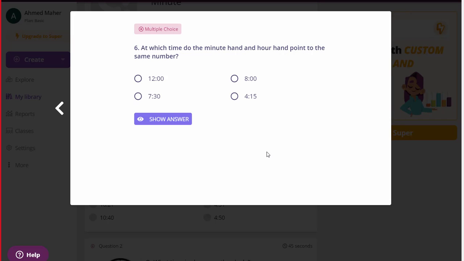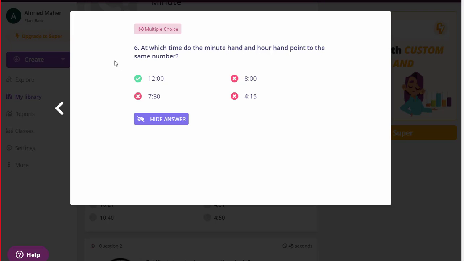At which time do the minute hand and the hour hand point to the same number? Of course, at 12 o'clock. Both of them will be at the top pointing to 12. Okay, my heroes, any questions, any problems? Yes, teacher, I have a problem in the question. Okay, Mahmoud.